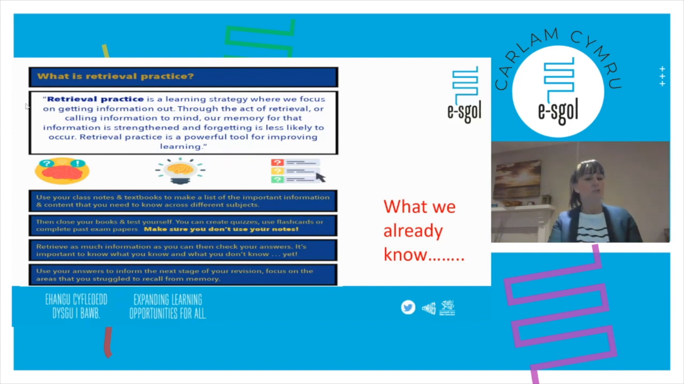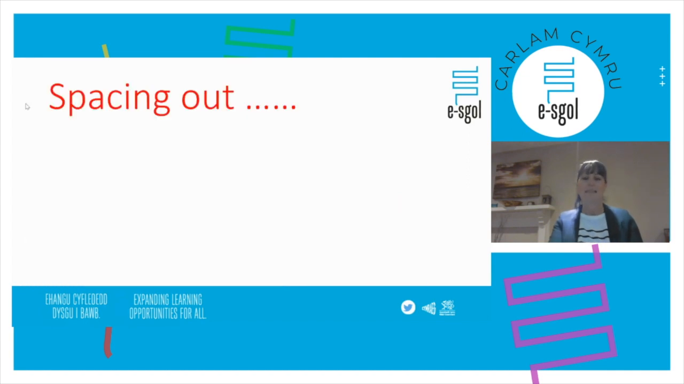And that means you're retrieving as much information as you can, and then when you check your answers, it's important that you can see what you've missed out, what you found difficult, and what you don't know yet. And obviously then you can add to your answers, and you know what stage to take your revision onto, because you need to focus on the areas that you are struggling to recall from memory. So we know all of this. We know how important retrieval practice is.